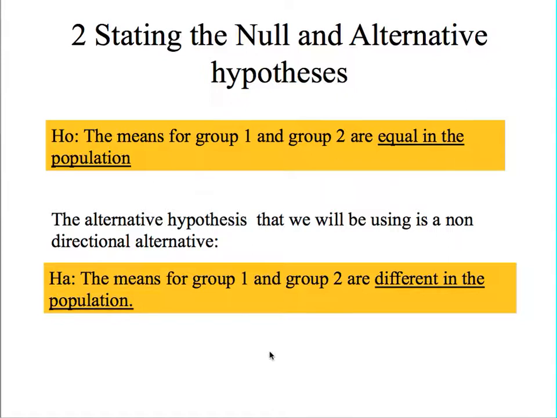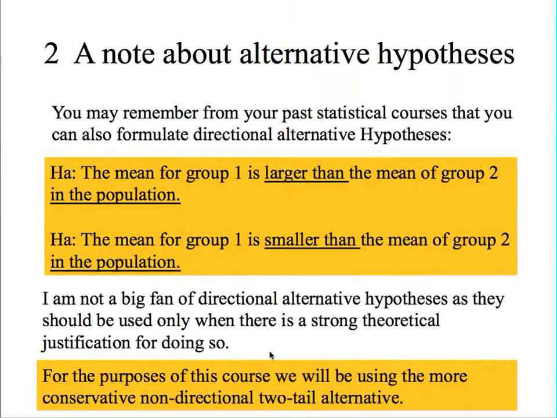Now, you may remember from past stats courses that there are directional alternative hypotheses. We could also say that the mean for group 1 is larger than the mean for group 2 in the population, or that the mean for group 1 is smaller than the mean for group 2 in the population. Now, I'm not a big fan of directional alternative hypotheses, as they should be used only when there is a strong theoretical justification for doing so.